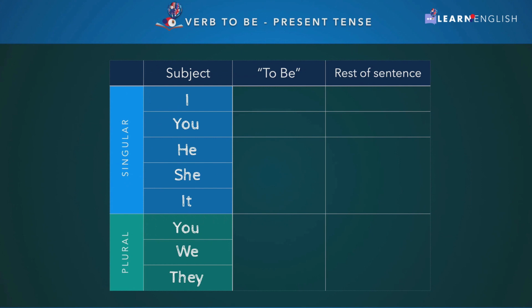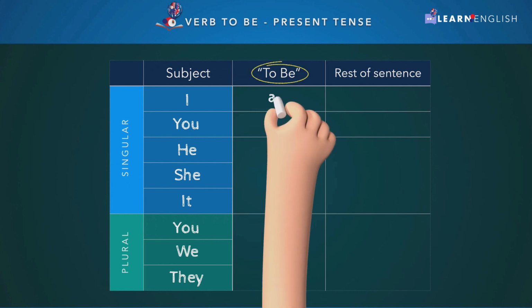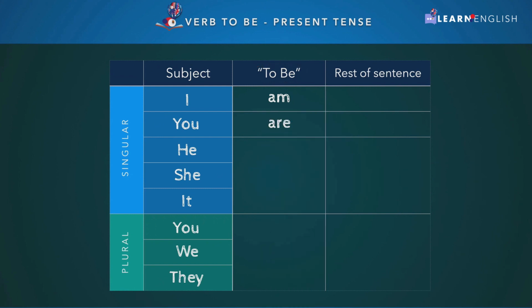Let's create the second column where we want to write the corresponding verb to be form. I am, you are, he, she, and it is. In the plural form, we and they are. As you can see, the verb to be can take 3 different forms.